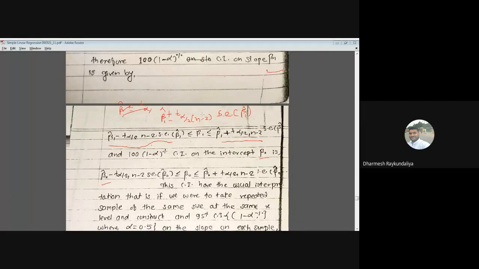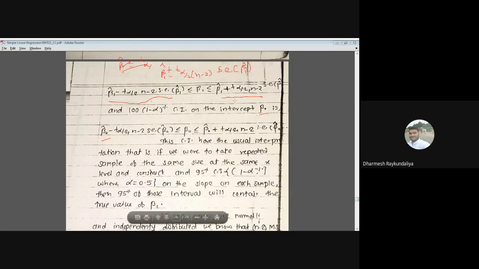Now what is the value of the variance of beta 1 cap, and what is the value of the variance of beta 0 cap? क्या है, किसी को याद है? तो whatever the value of variance of beta 1 cap, उसका square root यहाँ पे देना है, and whatever the value of variance of beta 0 cap, its square root you have to use as the standard error of beta 0 cap.